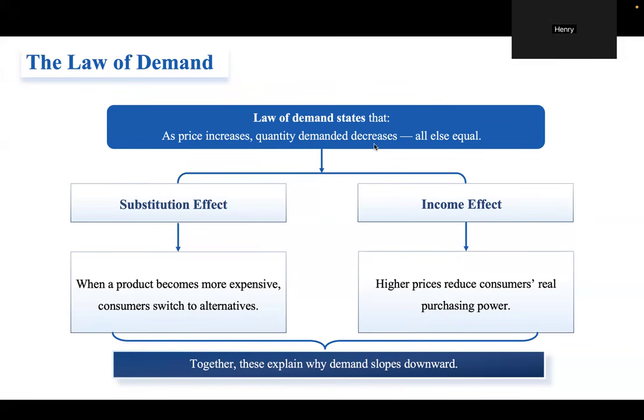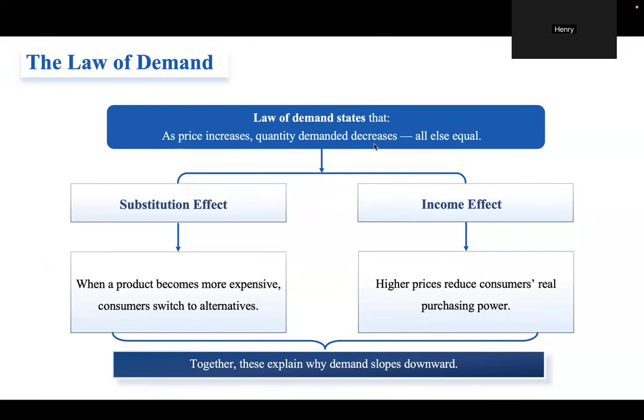For example, if the price of private school fees rises, some parents may switch to state schools. Consumers always seek to maximize value. So when one good becomes relatively more expensive, substitutes become more attractive.